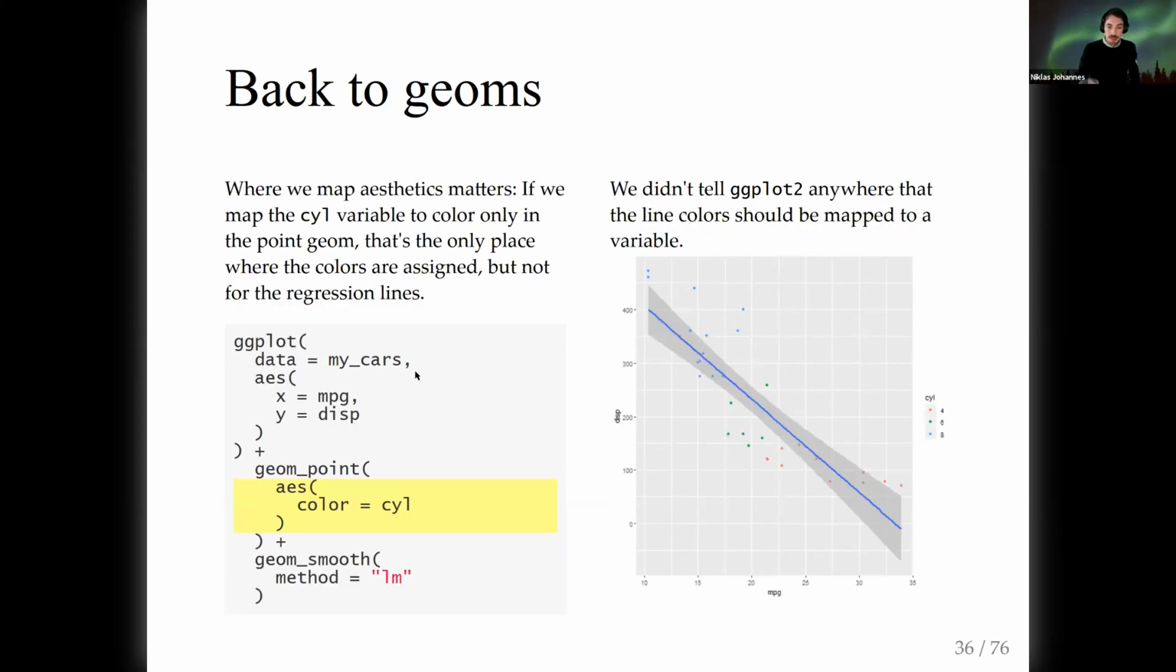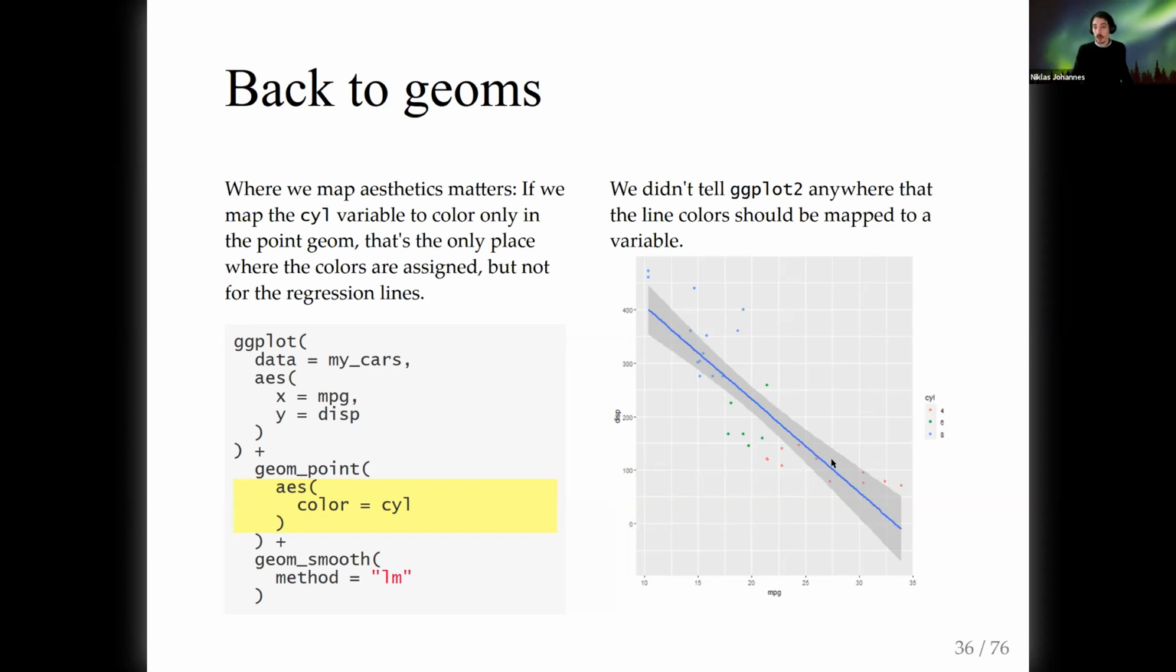So what happens if we mix this up? Well, here we did an aesthetic mapping, but only for points. So what we're telling ggplot is that's the only place, within geom point, where the colors are assigned. But because we don't have that mapping, it cannot inherit it from anywhere for the regression line. The regression line will not be colored according to cylinder. It will just be the default color that ggplot chooses.